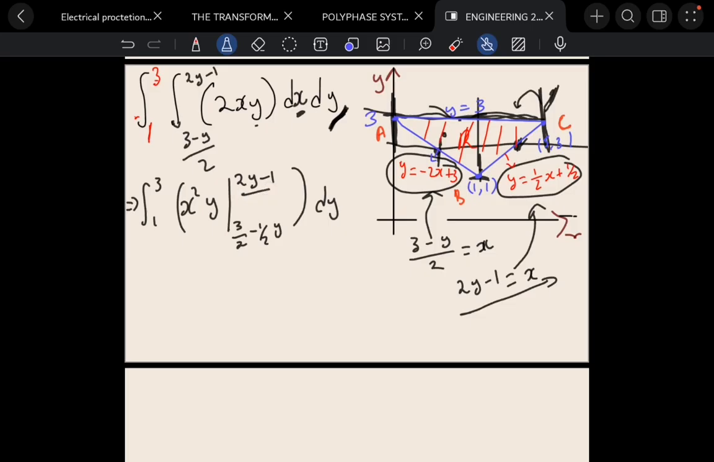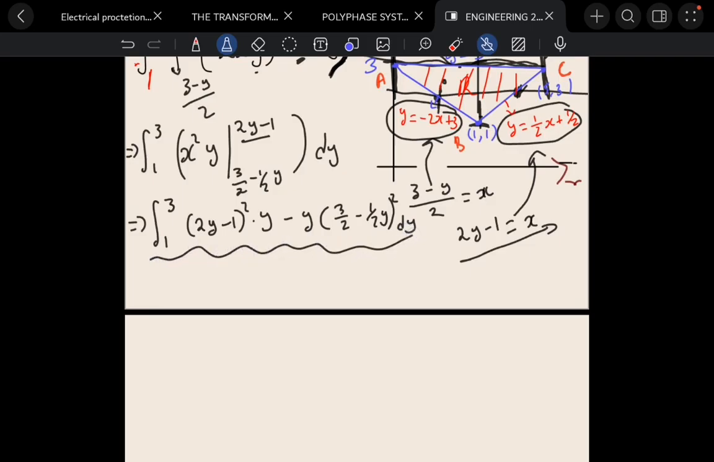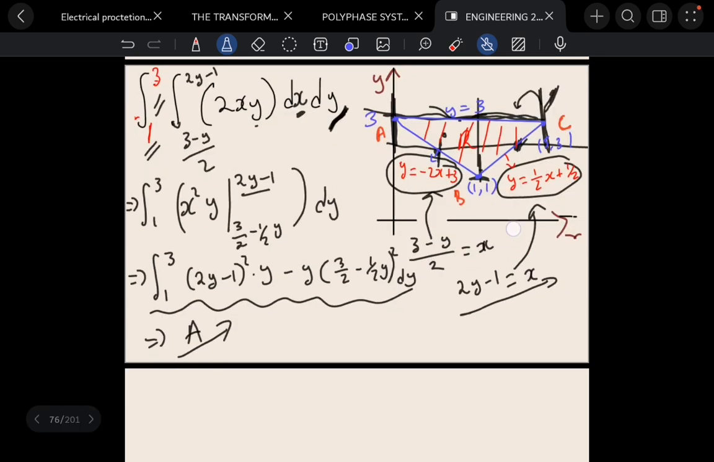And then I'm going to take this and substitute it in an integral between 1 and 3. Where there's an x, I'm going to substitute (2y minus 1) all squared times y, minus y times (3 over 2 minus 1 over 2y) all squared, dy. Now you can just punch this into a calculator. It's going to give you a particular value of a, which is a constant. Always remember that this last integral must always have a constant, right?